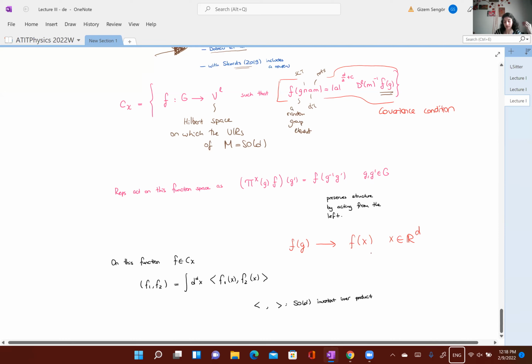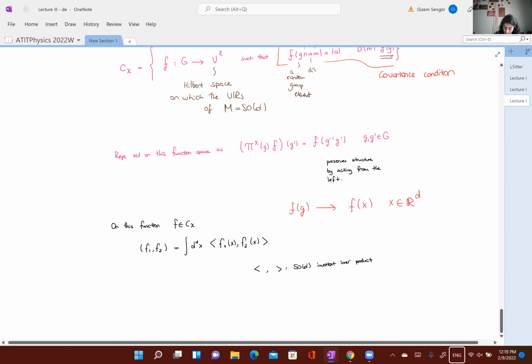In physics we work with fields, and fields are over real values, over coordinates for example. So there's a connection like this, and the inner product is based on the rotation invariant inner product on the position space.